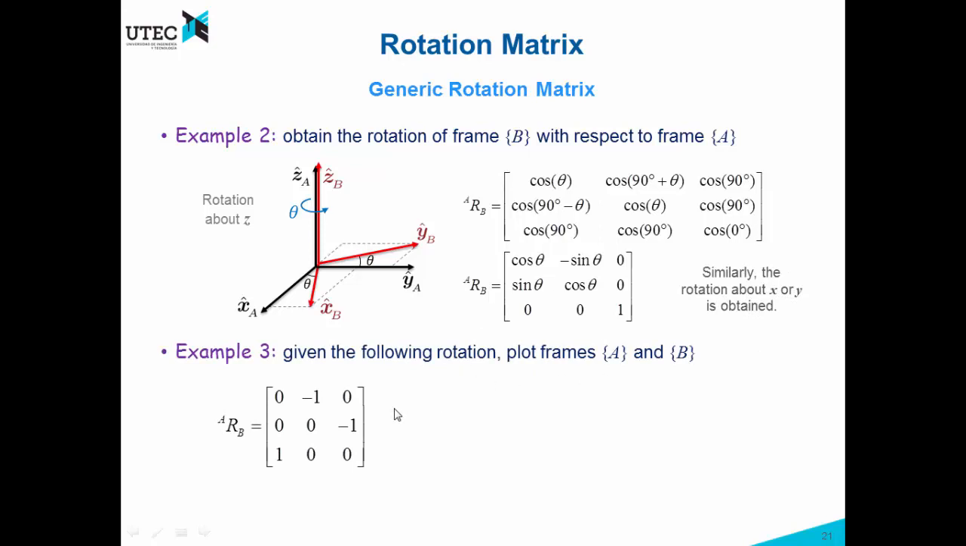As an example now, let's consider this rotation, and we have to plot frames A and B. So this is RB with respect to A. We know that this is the basis, XA, YA, ZA. The columns represent the axes of B in terms of A. So this first column is XB in terms of A. So XB in terms of A is 0, 0, 1. It means that it is Z. It is this one. So this will be XB. Now the second column is YB in terms of A, and it is minus 1, 0, 0. It means that it is in the direction of minus X. So it will be in minus X, just here. The third one is ZB in terms of A, and it's 0, minus 1, 0. It means that it's minus Y, so it is in this direction.